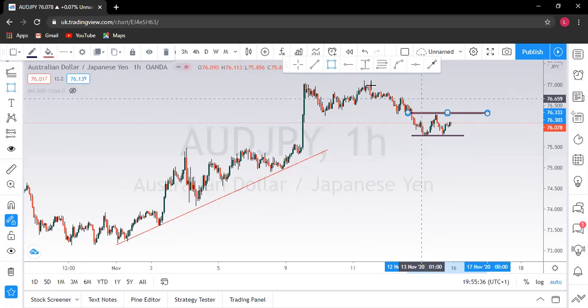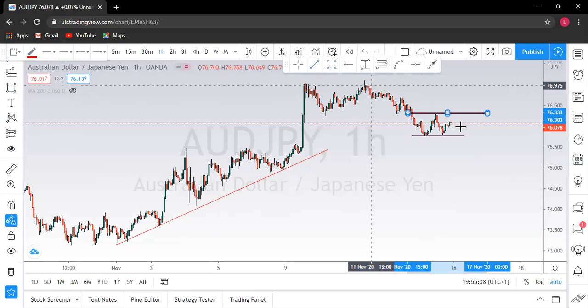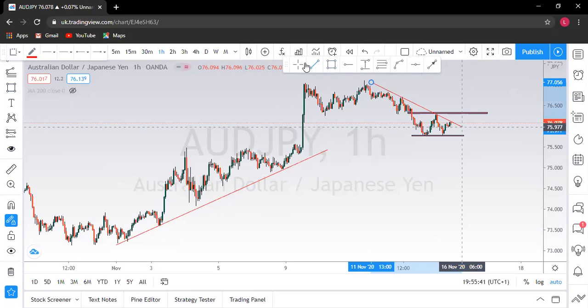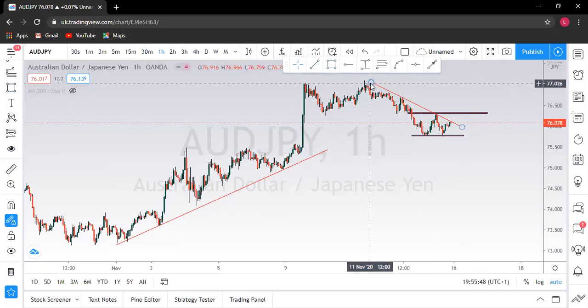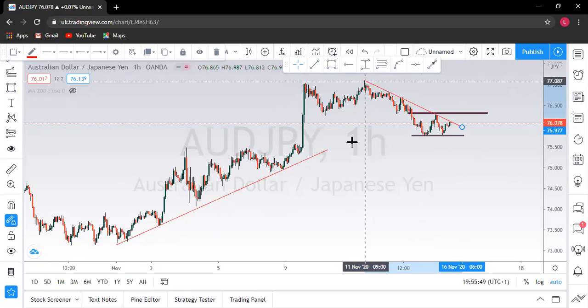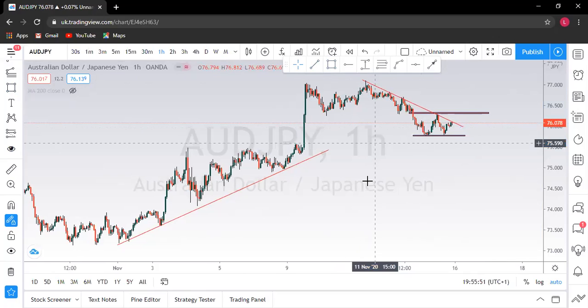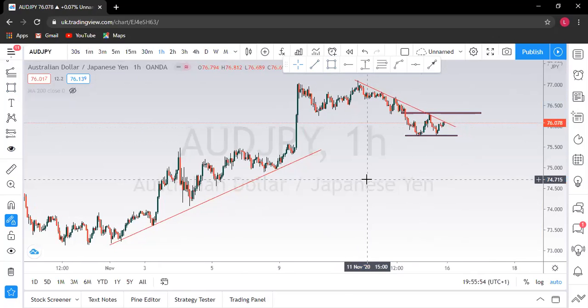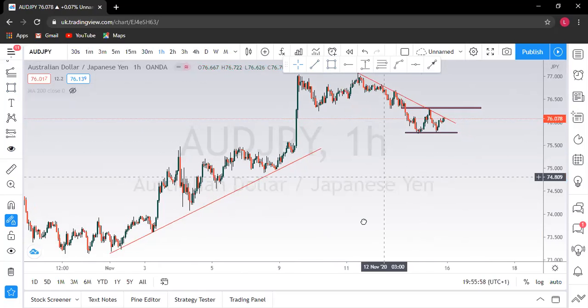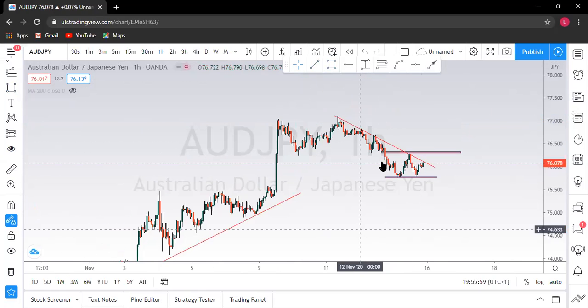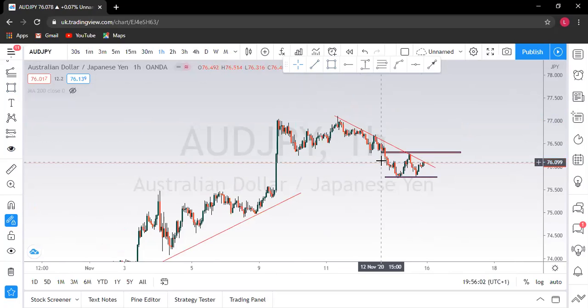So we also have a trend line here. Can you see the trend line indicating that this could be a nice sell entry for us? You understand? So that is actually how it is.